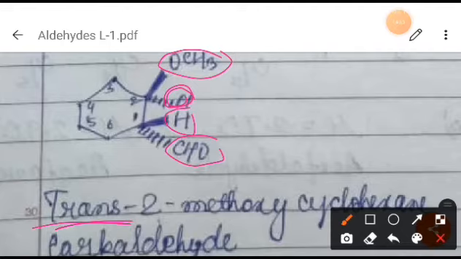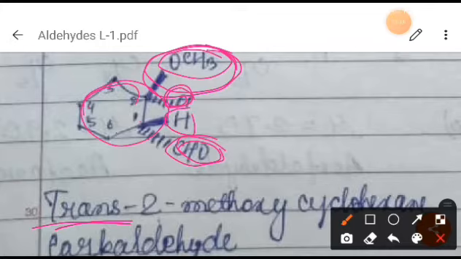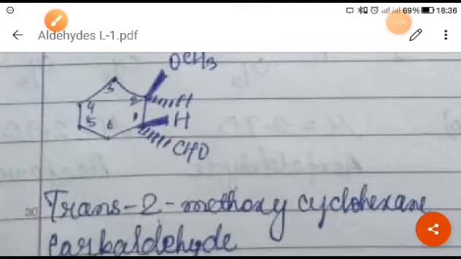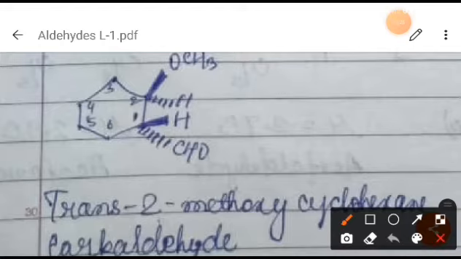After that, how will we number this? We will give the lowest number to this. So 1 2 3 4 5 and 6. In the second position you see methoxy is there, right? And this is a cyclic compound, right? So cyclohexane, methoxy, and in the first position there is an aldehyde, right? So how will we name this? Because one hydrogen is above the plane and another hydrogen is below the plane, we can write that this is trans, right? In the second position there is methoxy, so trans-2-methoxycyclohexanecarbaldehyde.